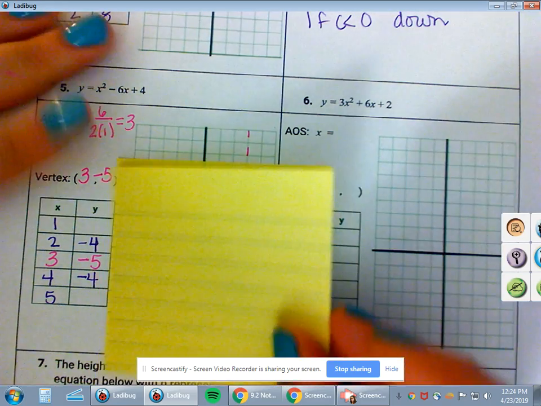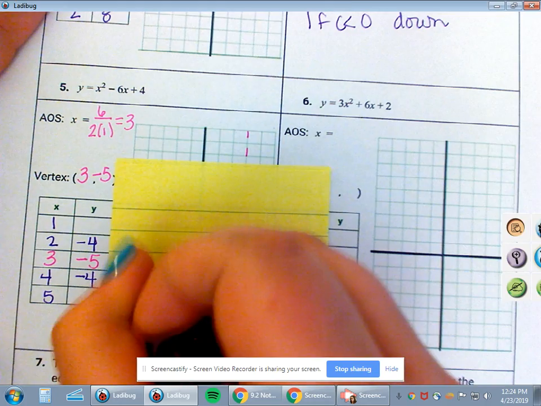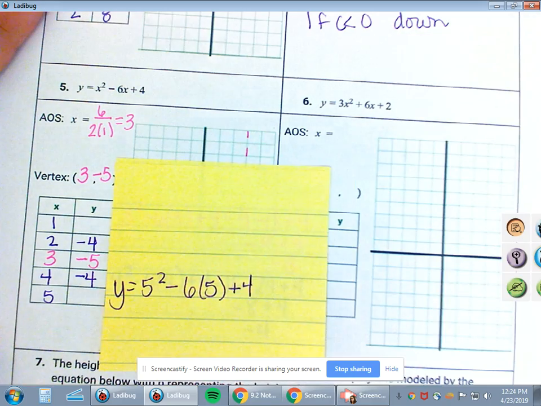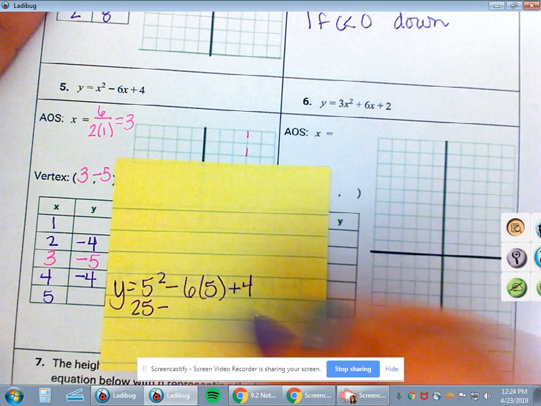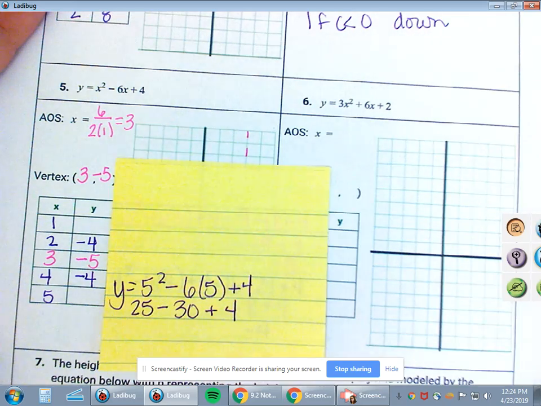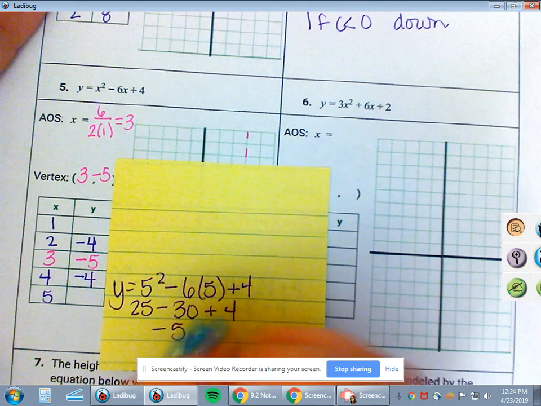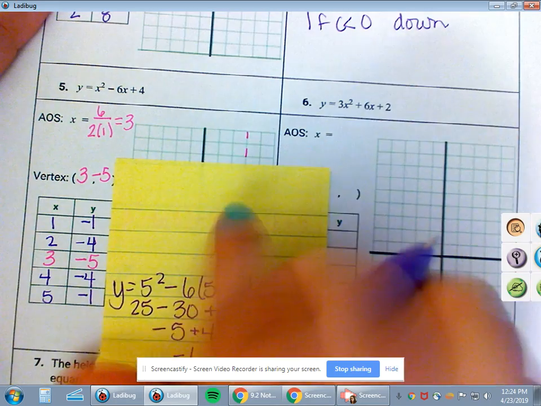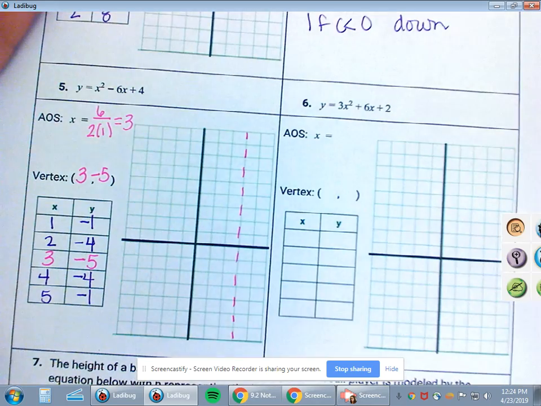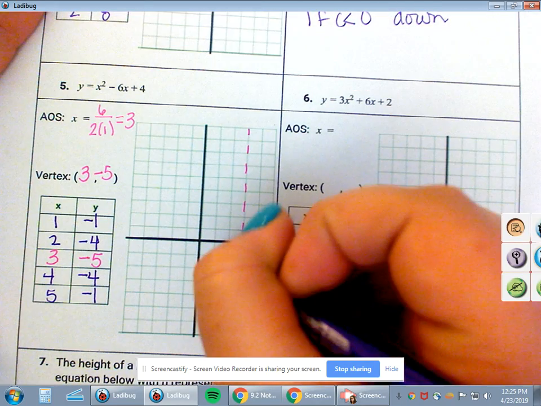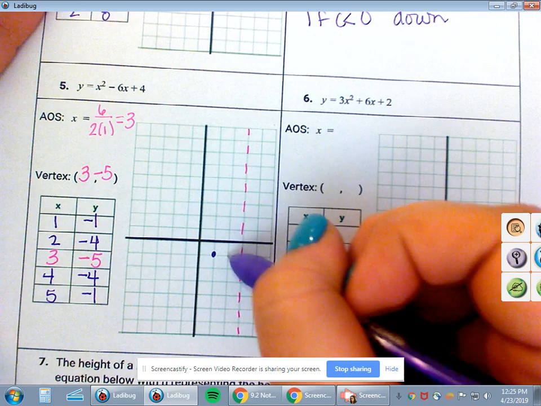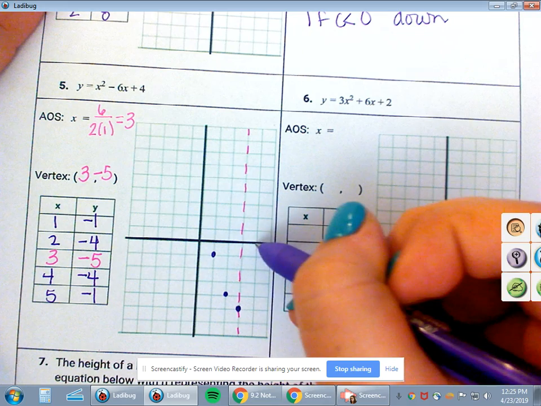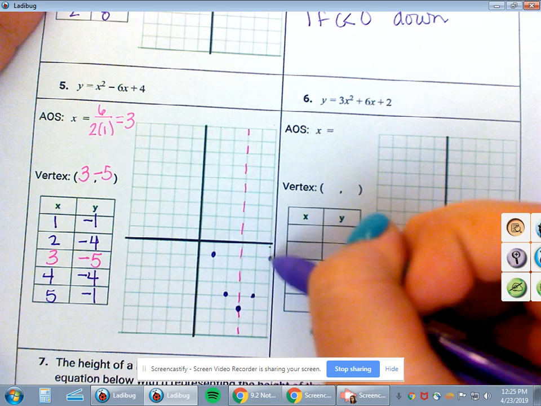My last one is at 5. So I've got y equals 5 squared minus 6 times 5 plus 4. So I've got 25 minus 30 plus 4. Negative 5 plus 4, that's negative 1. So I can plug in a negative 1 at those spots. All right, so I've got all my points. Let's plug them in. I've got a point at (1, -1), one at (2, -4), one at (3, -5), that's our vertex, one at (4, -4), and one at (5, -1).